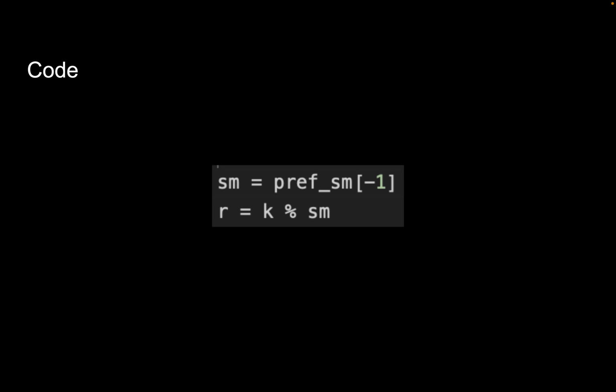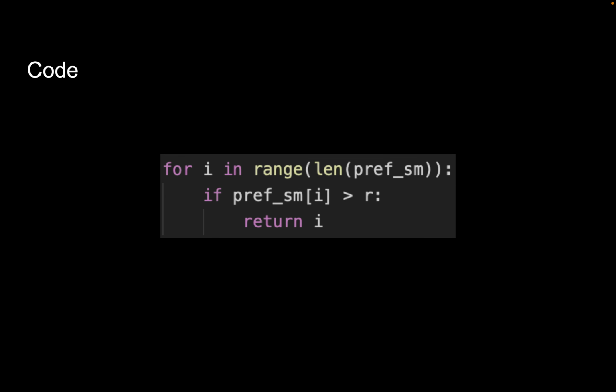Also, now we can get the maximum value, which is the last element in the prefix sum array, as it is the sum of all elements in the array. And we get our remainder, which will become k remainder sm. And now, as explained earlier, you can just go through the prefix sum array, and if the element is greater than the remainder, then you return the index, which means that's the index where the chalk will be replaced.